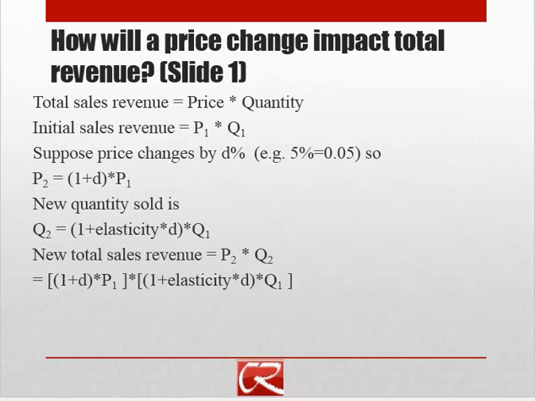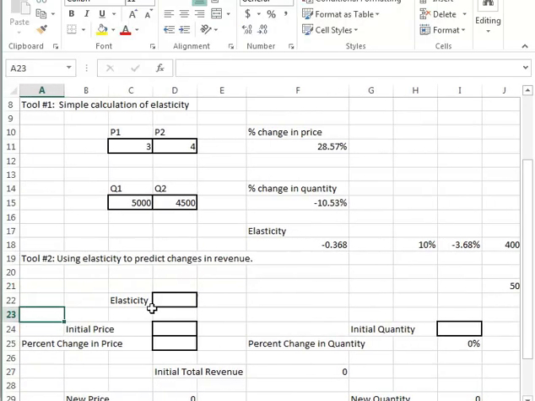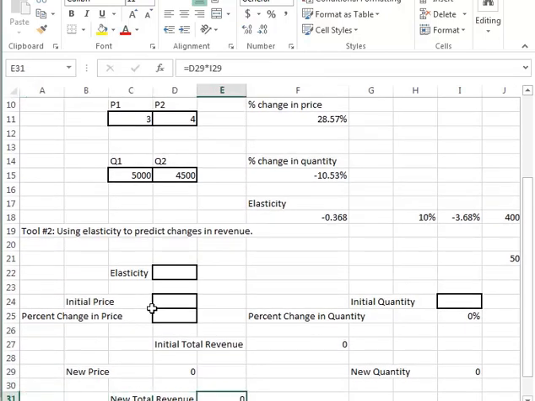The last category of problem that I want to cover in this segment, and the hardest one, is how a price change will impact total revenue. And in this slide and the next, you'll see it all set out as formal algebra. But I think probably that's not the easiest way to do it. And probably the easiest way to do it is with a numerical example. So I'm going to go ahead and run through that.